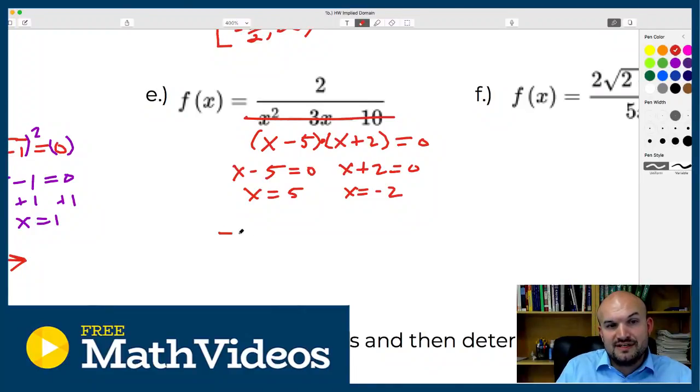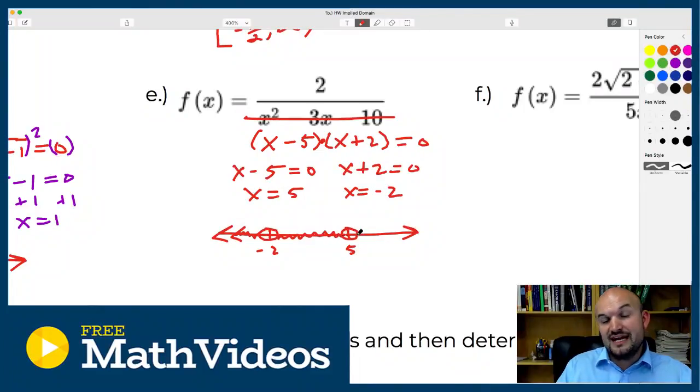So if we're going to graph this, we have an undefined value at -2, and we have an undefined value at 5. So that means all values to the left of -2, all values between -2 and 5, and all values greater than 5. So again, writing the domain, just write the domain of each separate section.